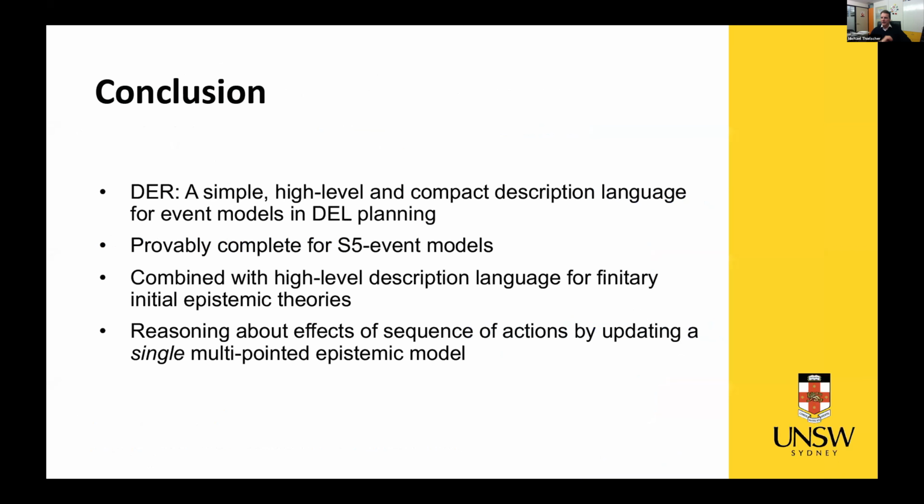And this brings me to the conclusion, where the paper consisted of two contributions. The first was this dynamic epistemic representation language, a simple, high-level and compact description language for event models in DEL planning, which was provably representationally efficient and, on the other hand, complete for S5 event models. And then we also combined this with a high-level description language for finitary initial epistemic theories. That is a subset of possible theories that we can deal with, that allows us to reason about the effects of sequences of actions and plans by updating only one single multi-pointed epistemic model.